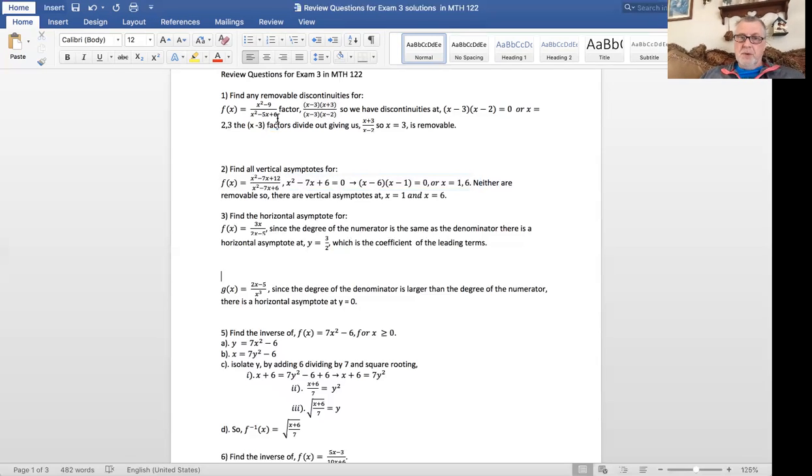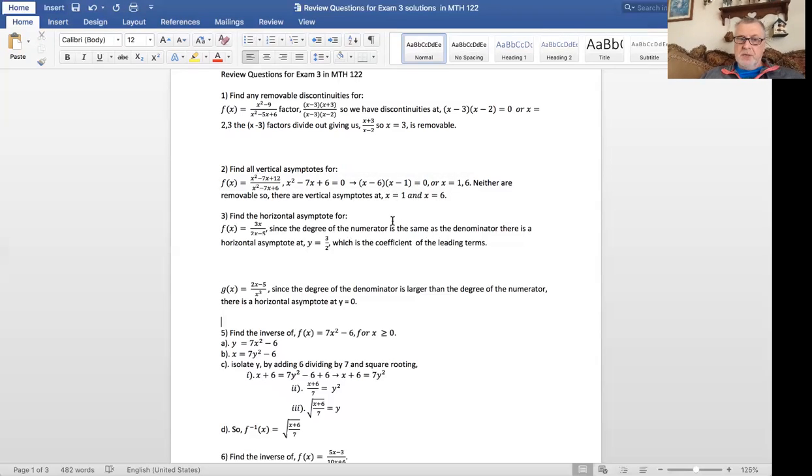Similarly, just like we did up here, we'll take the denominator, set it equal to 0, factor, and find the offending points, the points that make the denominator equal to 0. In this case, that's 1 and 6. Neither of these are removable because they don't match up with anything in the numerator. If we factor the numerator, we get x minus 3 and x minus 4. Neither of these two factors will cancel out. So there are vertical asymptotes at both x equals 1 and x equals 6.